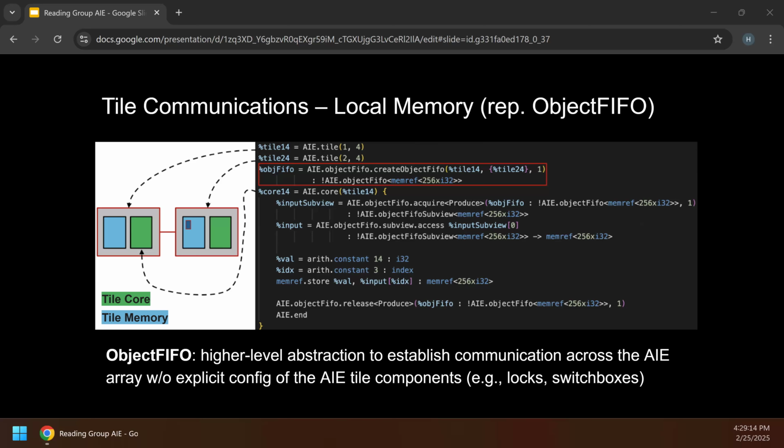And the reason why tile 24 is between braces is that you can do multiple destinations. So you're kind of broadcasting a specific object FIFO. Yeah, exactly. I guess this broadcasting matters for future slides. Okay, I see.